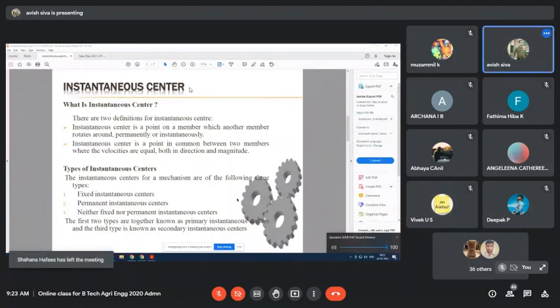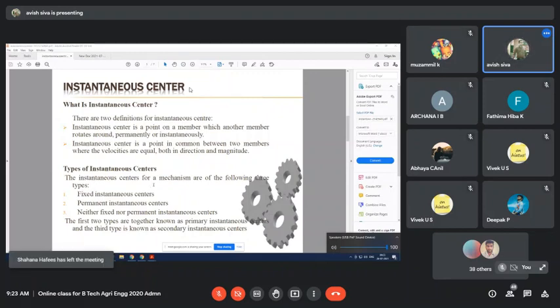Okay. So instantaneous center, first go through the definition of instantaneous center. It is a point on a member which another member rotates around. So we are speaking with respect to the 4-bar mechanism or slider crank mechanism, etc. So in a 4-bar mechanism, there is a point on that mechanism around which another member rotates. That rotation can be either permanent or instantaneous. So that is your instantaneous center.